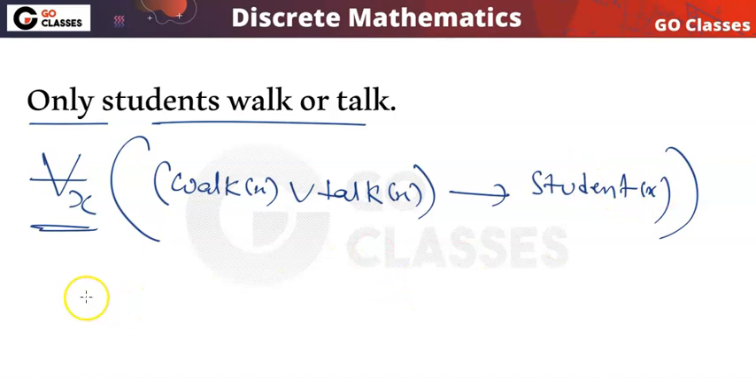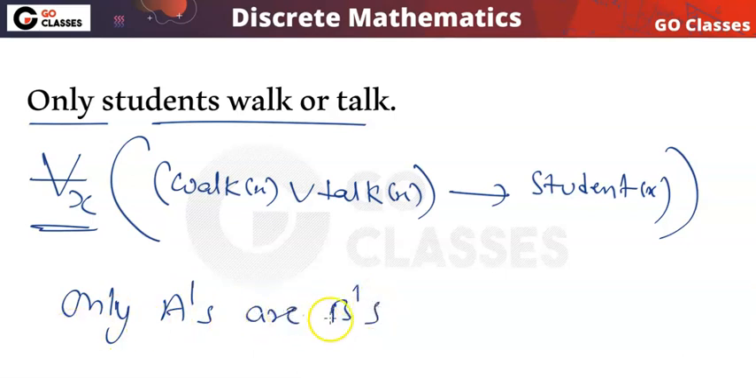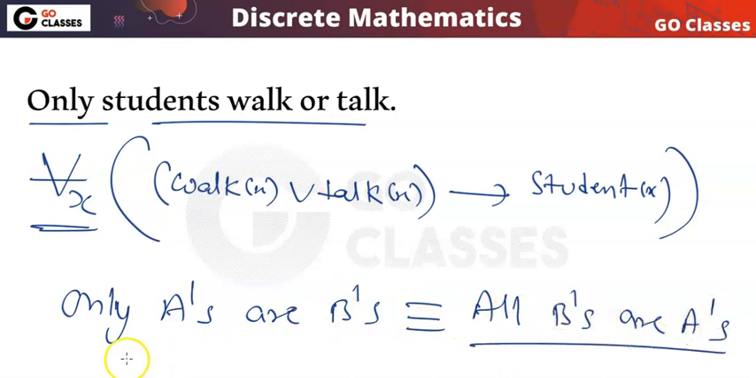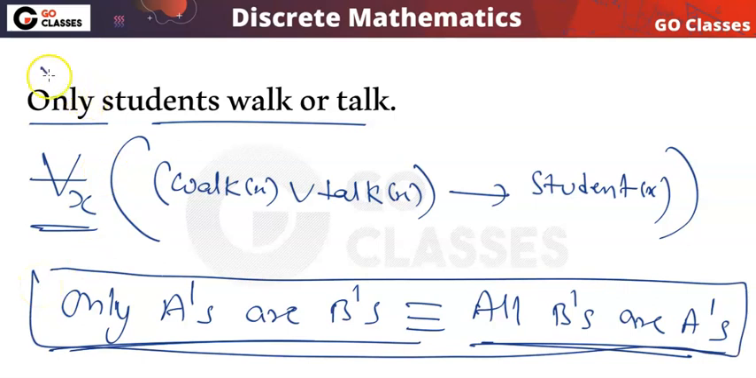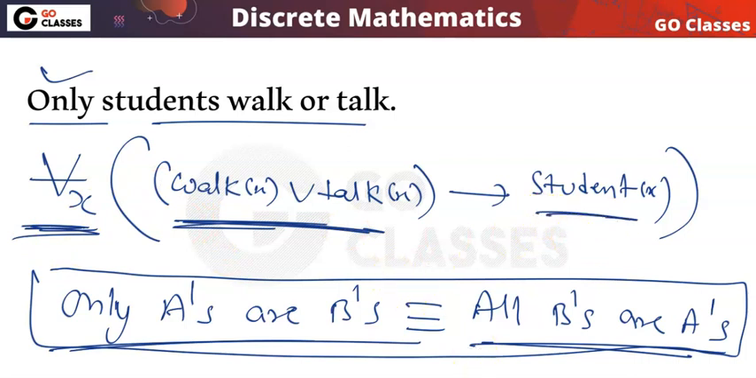Okay, remember this template is very important and that is the reason I gave you the example in the beginning of this lecture. Only A's are B's, so this means all B's are A's. Both are same. In the beginning of the lecture I have already given you an example why this is true. So remember, only students walk or talk means for all x, if it is walking or talking then definitely it is a student.